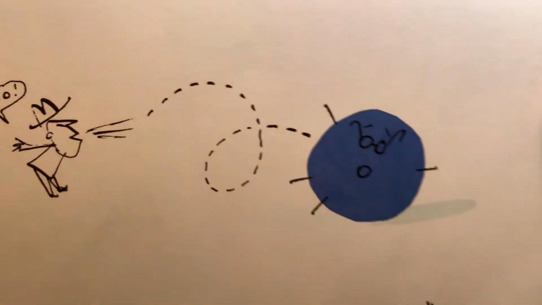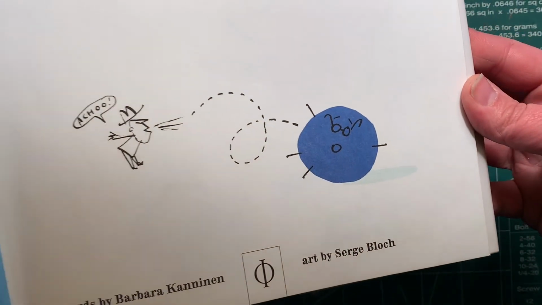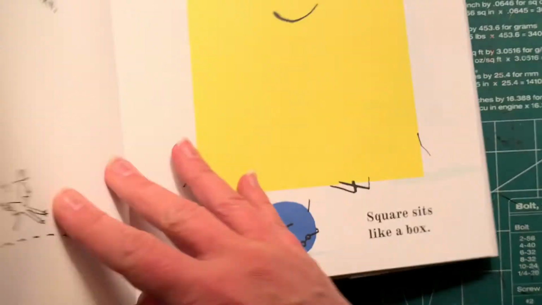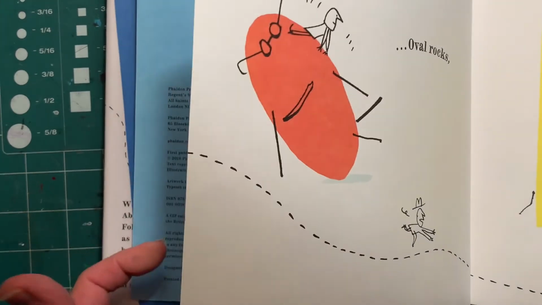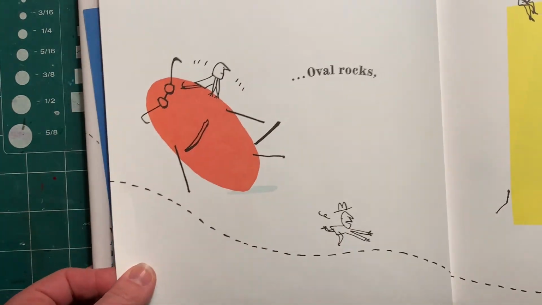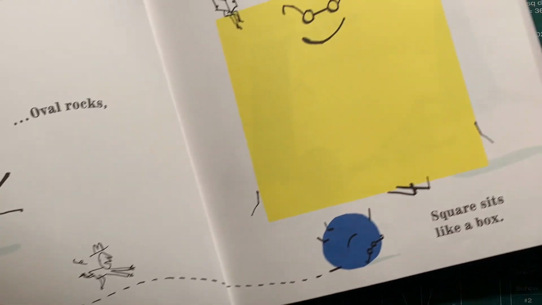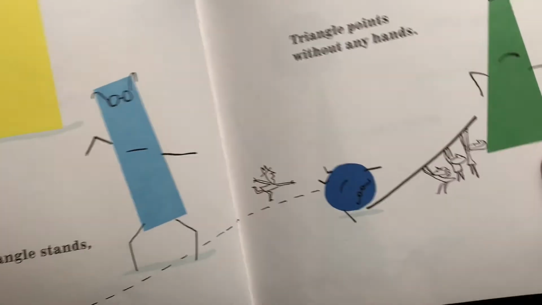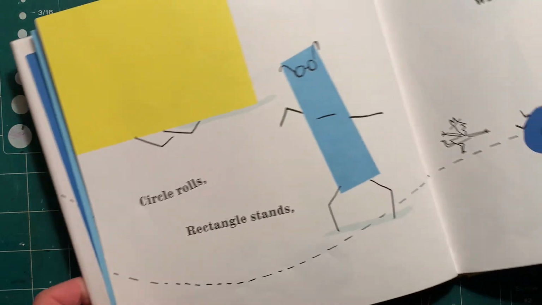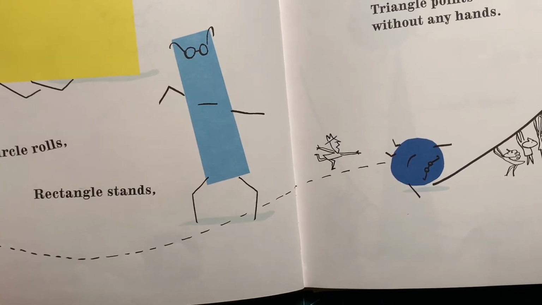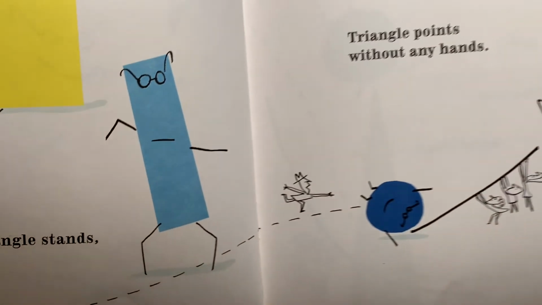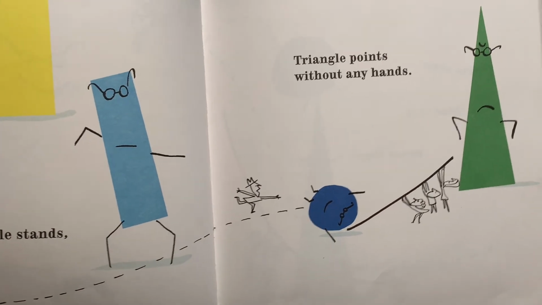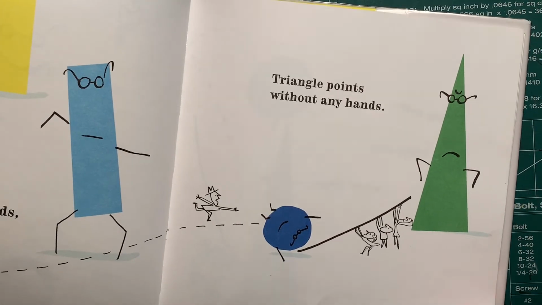Achoo! Circle rolls. Oval rocks. Square sits like a box. Circle rolls. Rectangle stands. Triangle points without any hands.